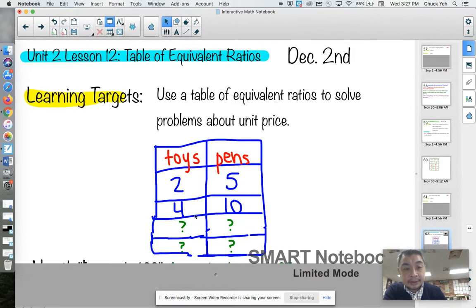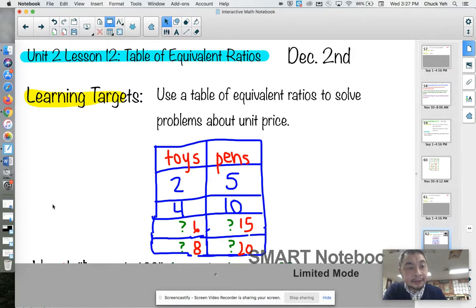Right? So this would be what? 6. And this would be 15. This would be 8. And this would be 20. Okay? So are you the type of student that added 2s and added 5s? Or are you the type of student that did 2 times 2 is 4, 2 times 3 is 6, 2 times 4 is 8, 5 times 2 is 10, 5 times 3? So you can multiply it or you can add it. It's up to you.